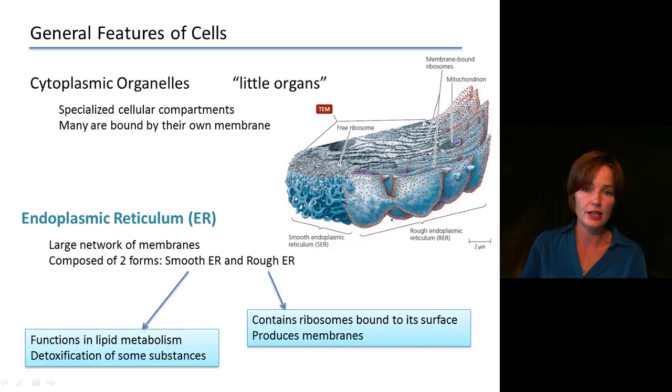The smooth ER, on the other hand, doesn't have the ribosomes on the outside, and that's why it's smooth, and its job is more lipid metabolism. So making a variety of different lipids such as steroids and fatty acids, and it also is going to play a detoxification role. So it will help the cell to get rid of various poisons and toxic molecules.